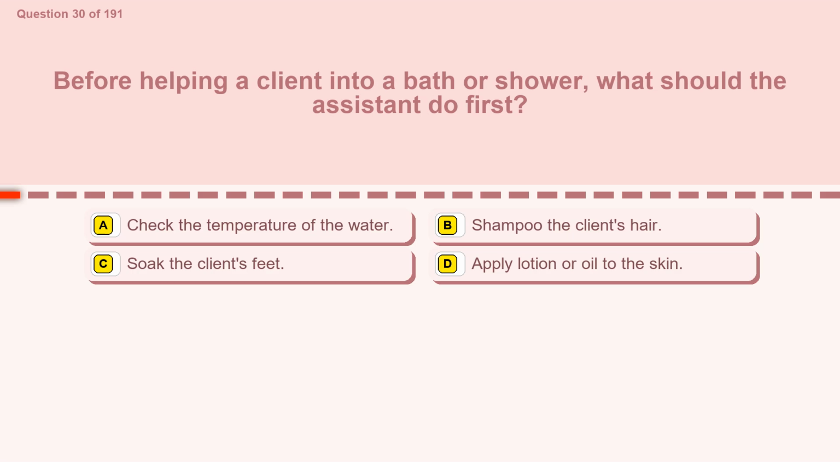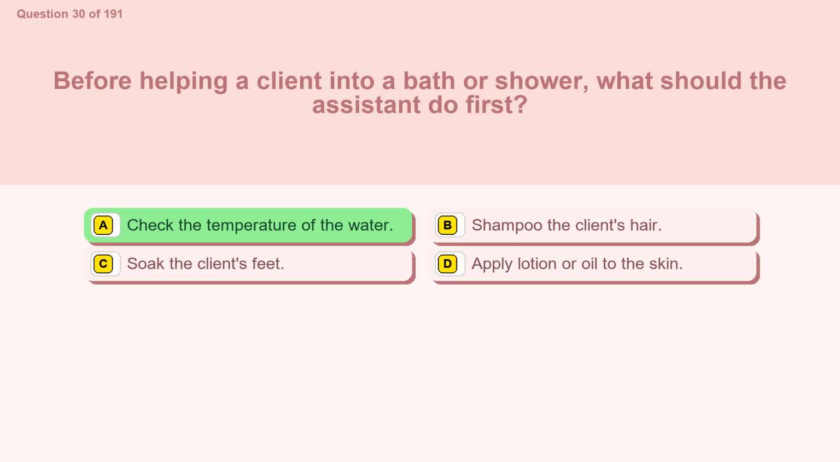Question 30. Before helping a client into a bath or shower, what should the assistant do first? Option A. Check the temperature of the water. Option B. Shampoo the client's hair. Option C. Soak the client's feet. Option D. Apply lotion or oil to the skin.